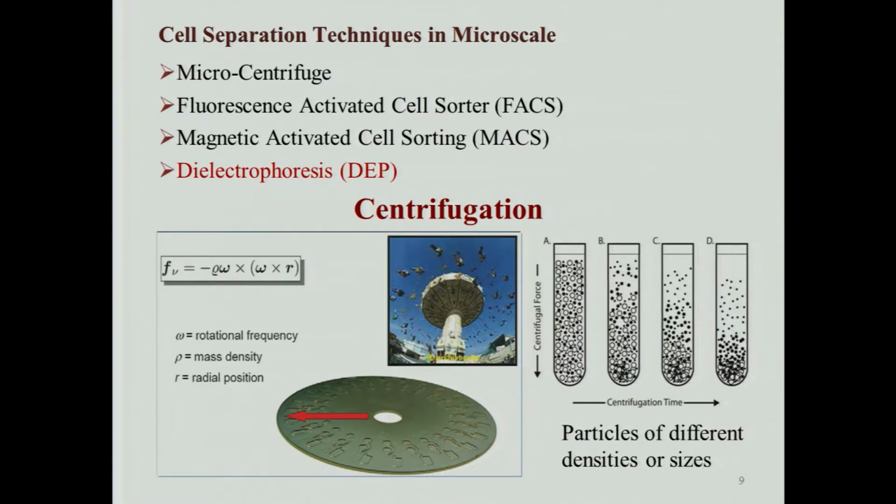So, how do you do the cell separations? It is a microcentrifuge, fluorescence activated cell sorters, magnetic activated cell sorting or dielectrophoresis. The microcentrifuge, you can understand how you can separate it. You have different sizes, you take the cells in a tube and then you do the centrifuge, then due to the mass it will be separated out. Okay. This is a standard technique, I am not going into the details.